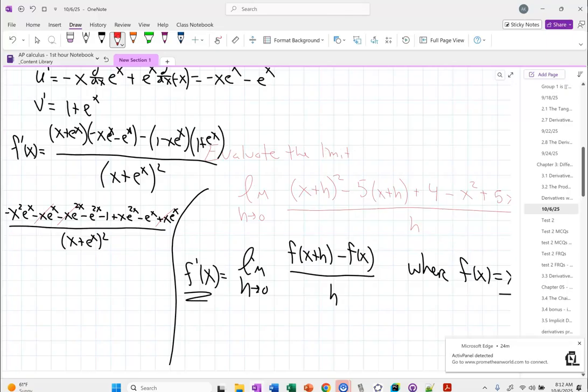No, those guys cancel out. So we'd be left with just negative e to the 2x minus x squared e to the x minus e to the x minus 1 all over this mumbo jumbo. I think.